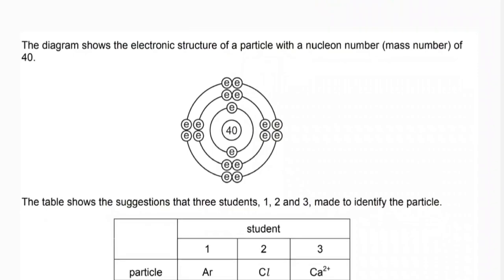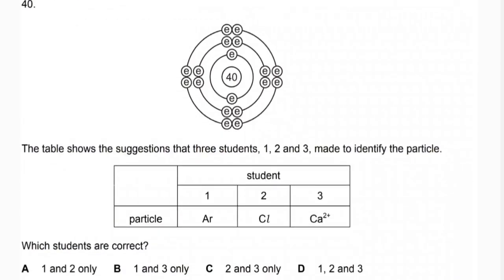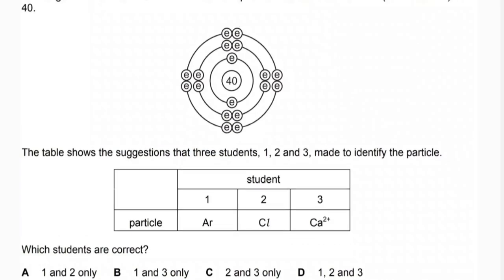The diagram shows the electronic structure of a particle with a nucleon number of 40. So it has a nucleon number of 40. The table shows the suggestions that 3 students made to identify the particle. Which students are correct? So look at the number of electrons, all right? 2, 8, 8. So that is 18, right?